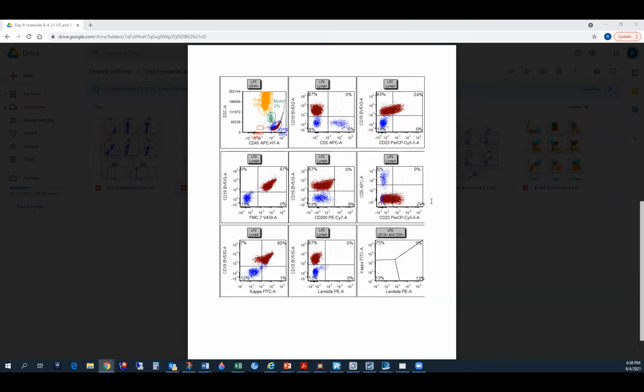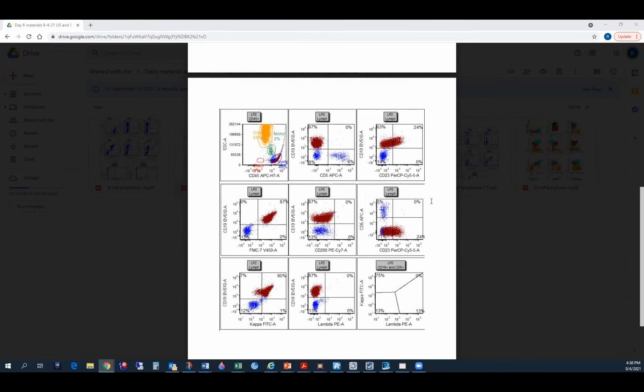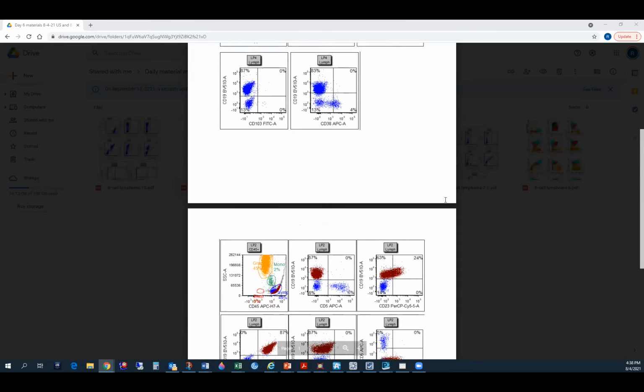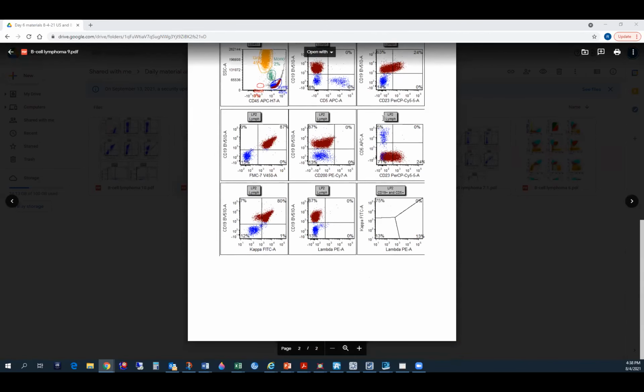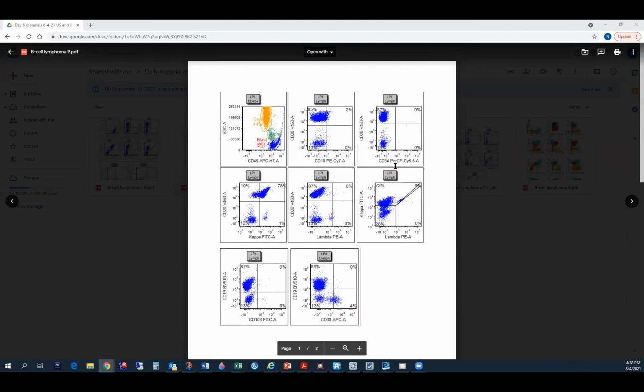In this case, what you said is right. The only thing we can commit at this point is a 5 negative, 10 negative, kappa restricted monoclonal B cell population. That's how we will sign this flow out. And this one actually turned out to be marginal zone lymphoma, and marginal zone lymphoma has a little bit of 23 sometimes. Any questions?